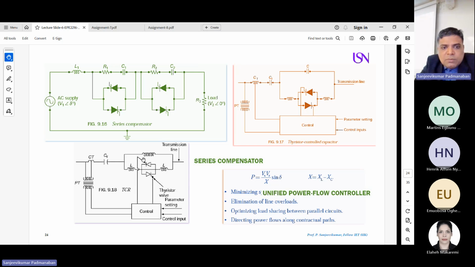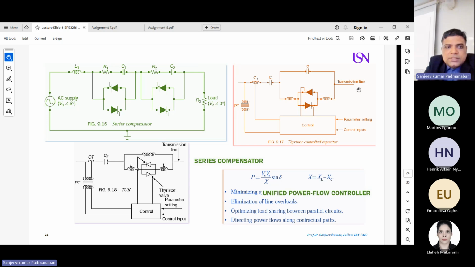Same if you replace this component by a capacitor, then we have a thyristor controlled capacitor. You can have a look. So the same control algorithms. We use control inputs, parameter settings, same transmission line. Then we use a PT and a CT. This is used to measure the voltage, and this is used to measure the current. So the CT we use to measure the current of the transmission line, and the PT to measure the voltage. All comes to the system. Then we generate the digital signals for the turn on and turn off of these anti-parallel connected thyristors. Then there are two inductors on either side along with the capacitor. So we change this capacitor value accordingly in series with the transmission line. We are able to control reactive power.